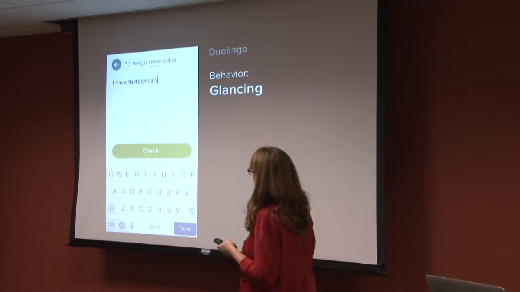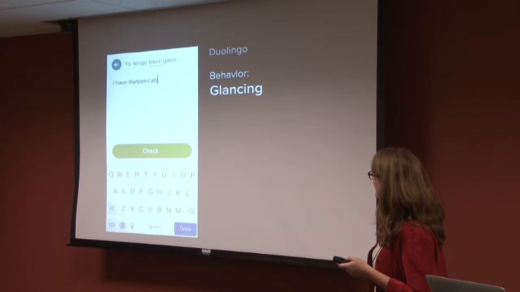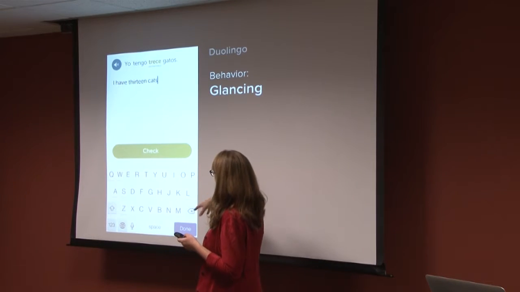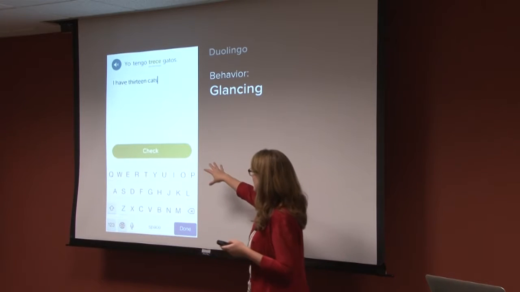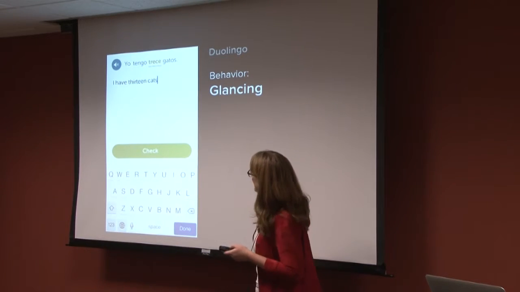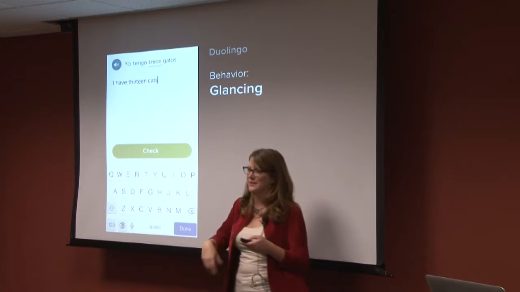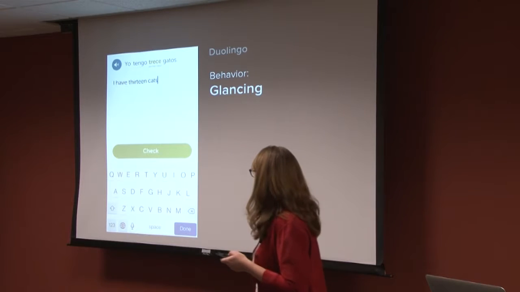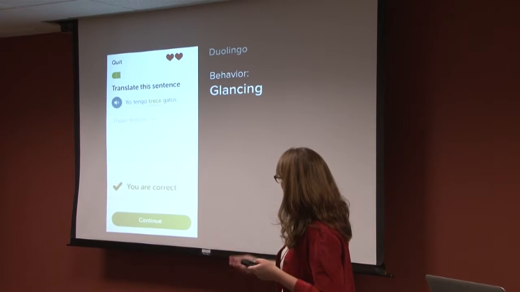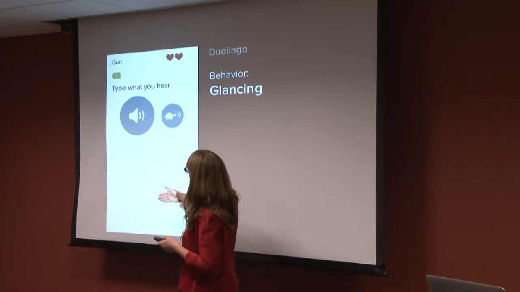Duolingo obviously thinks that I'm a crazy cat lady because it had me actually write that I have 13 cats. But this is a good example of how they use glancing. So it gives me the "yo tengo tres gatos," and I have to write the translation of that. And then every time I check, it gives me feedback of whether I got that right or wrong. So this one's a little flippy because it does move the keyboard down. But notice how the message came up from the bottom, so you can see what you got right.